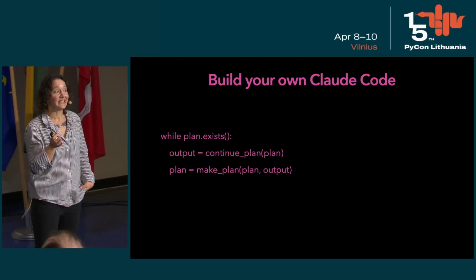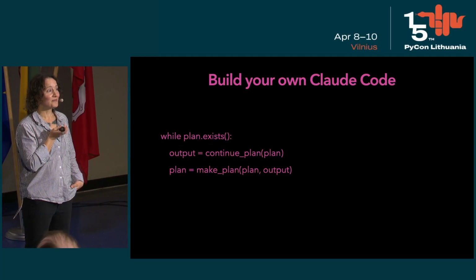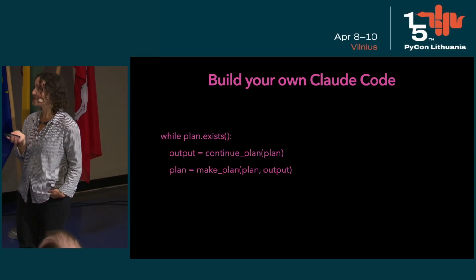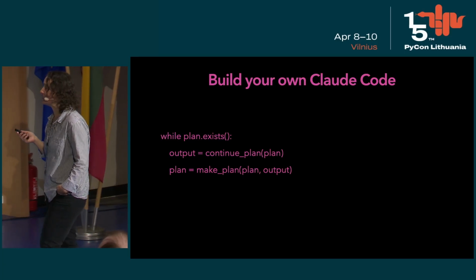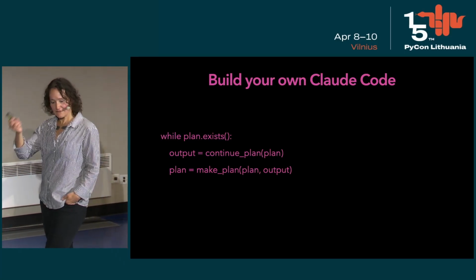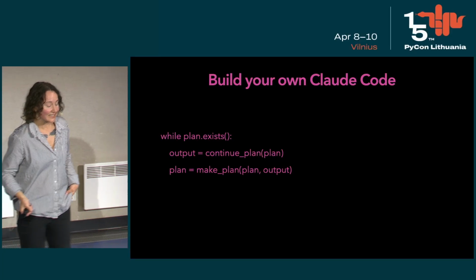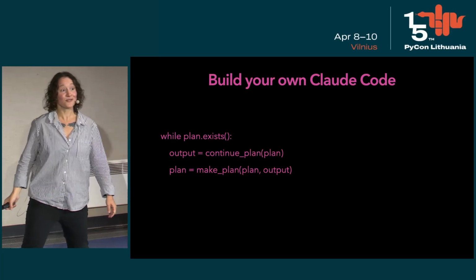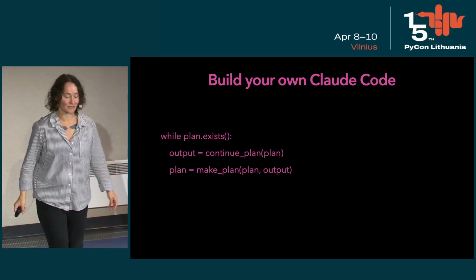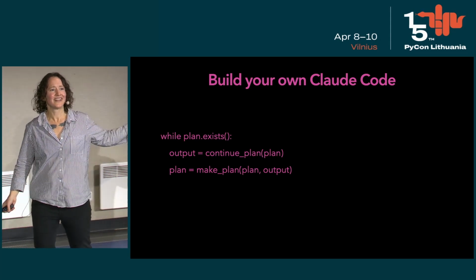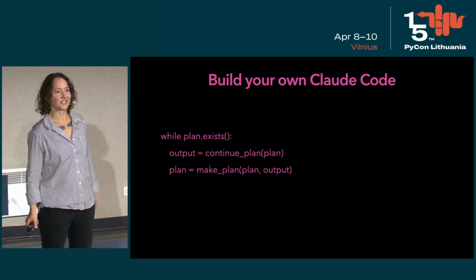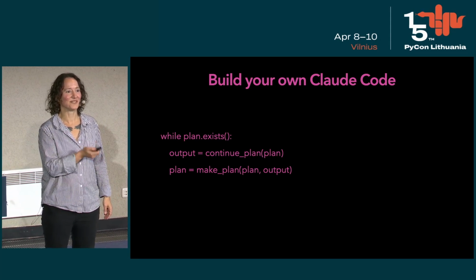But you could really, if you really wanted to, build your own Claude Code. Essentially, that's the agent loop. It's the agent vomit loop. If the plan exists, continue the plan, get the output, then make a new plan with the output and your original plan, right? So, I wrote it in Python. It's easy. Just go do it. Who can do this?